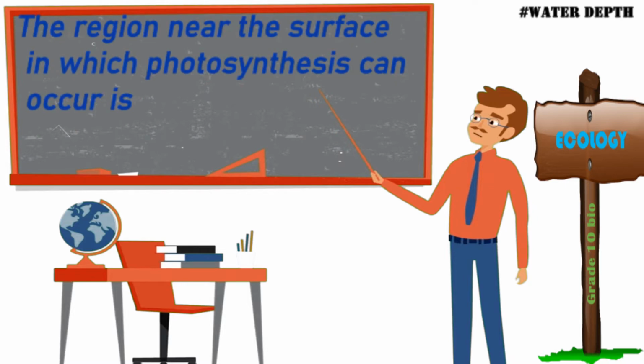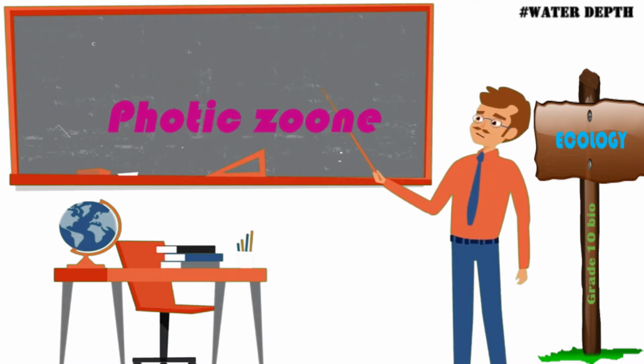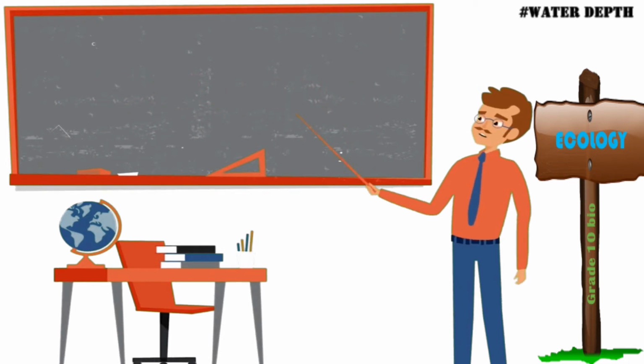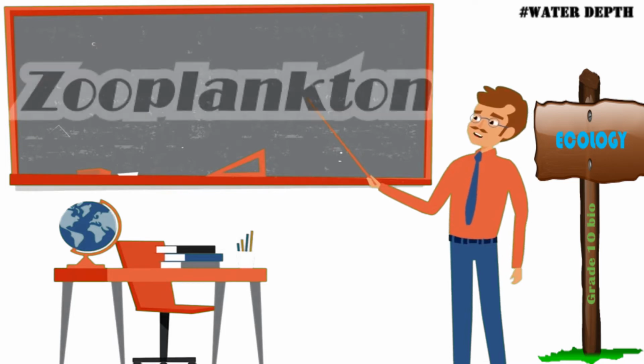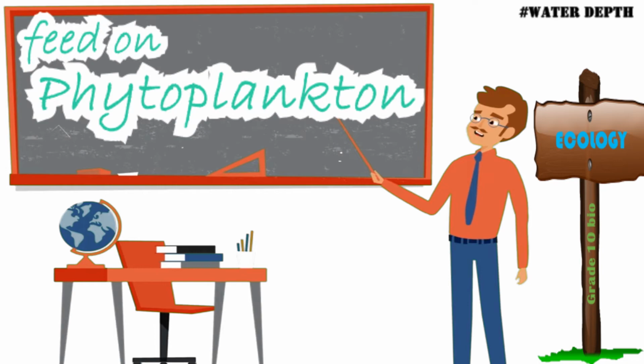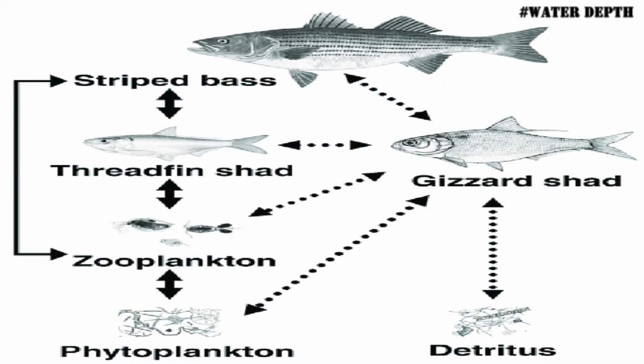The region near the surface in which photosynthesis can occur is known as the photic zone, which is 200 meters deep in tropical seas but just a few meters deep in rivers and swamps. In the photic zone, zooplankton, tiny free-floating animals, feed on phytoplankton, a photosynthetic algae. Usually, this is the first step in an aquatic food web.